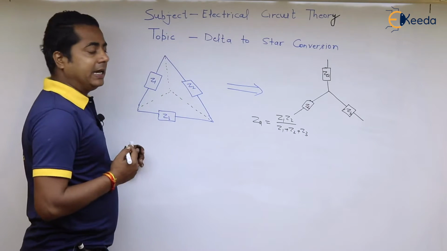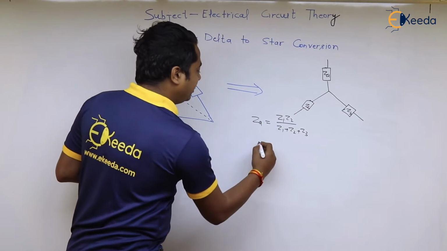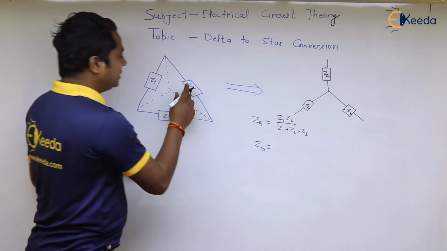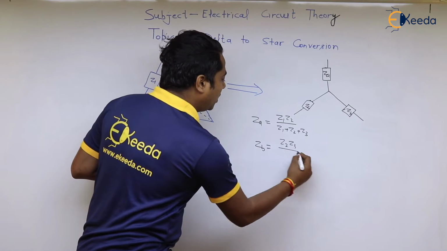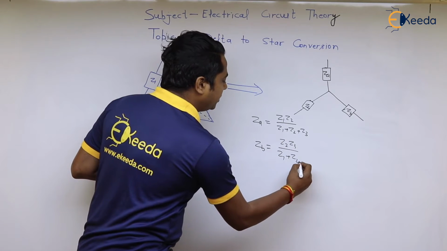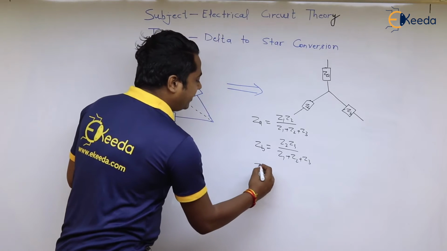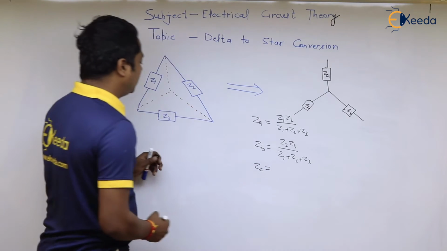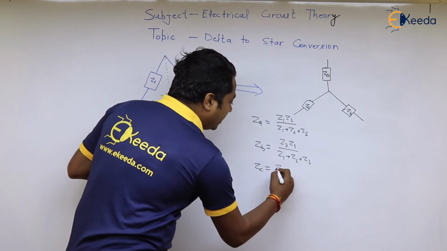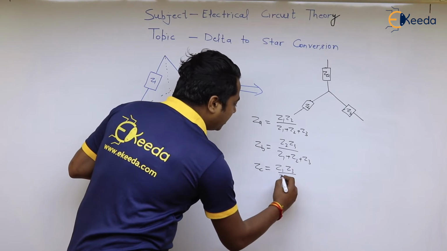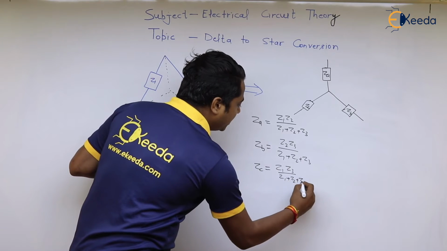In the same way, we can write ZB. ZB is where? In between Z2 and Z3. It means Z2 Z3 upon Z1 plus Z2 plus Z3. And we can find the value of ZC. ZC is coming between Z1 and Z3, so Z1 Z3 upon Z1 plus Z2 plus Z3.